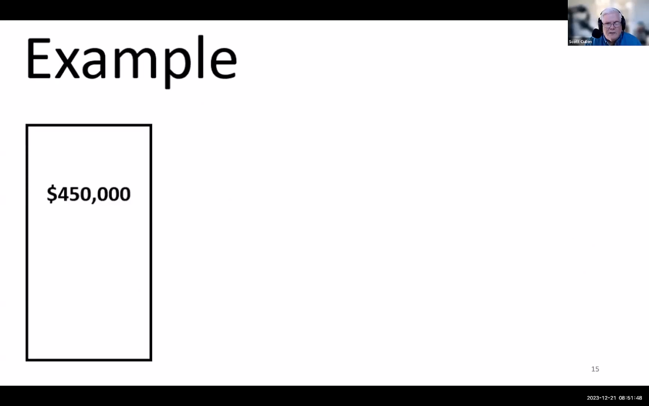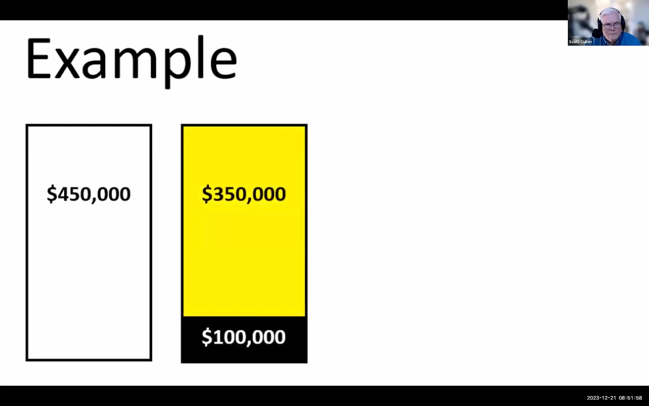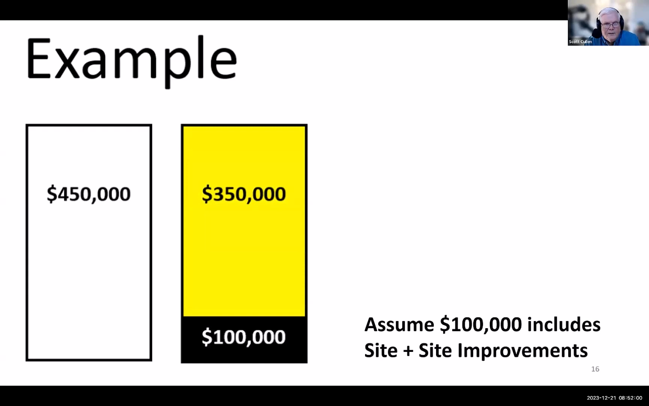Here's a column chart that highlights the analytics of the cost approach. The white column represents the market value of $450,000. The appraiser would not be involved in the valuation assignment if there were no land. We are real property appraisers. Let's assume that site plus site improvements equal $100,000.